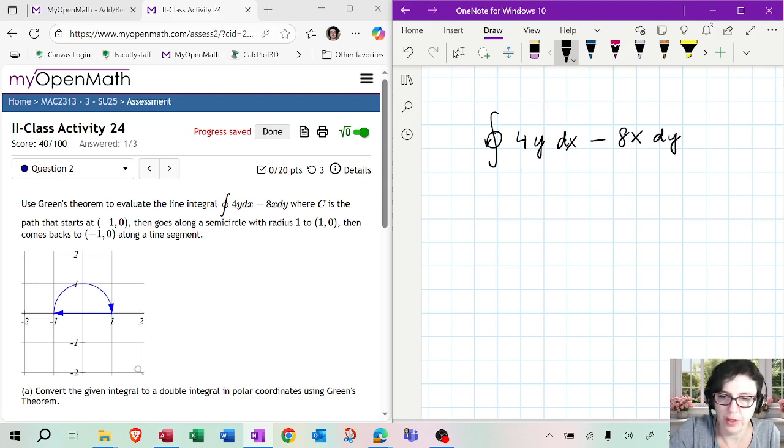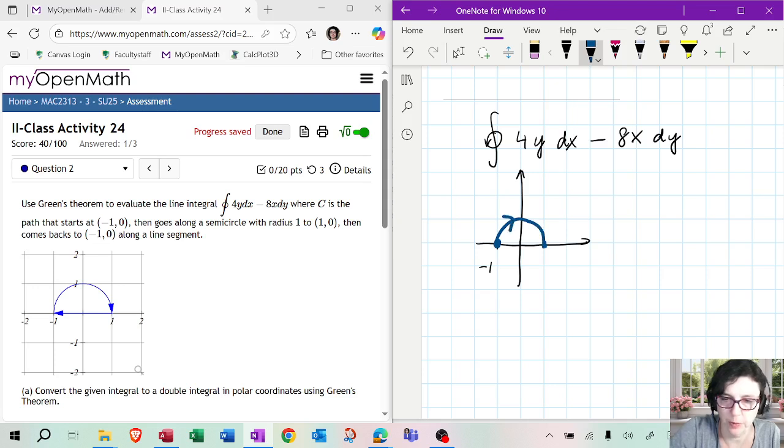Now the curve is just a half of a circle. It looks like the radius of it is just 1. And first of all, it says we're going to start at negative 1, 0. So we're going to start right here. Then we're going to go along a semicircle to 1, 0. So to here. So we're going to go here first.